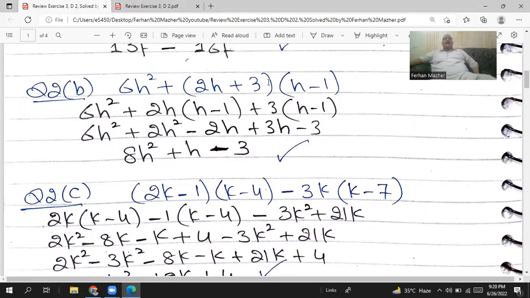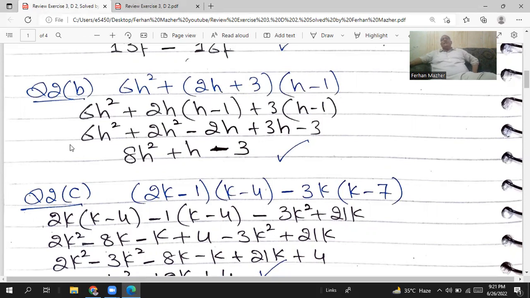Now these are the two brackets which are multiplying with each other. So 2h will multiply with h minus 1. Then the plus 3 will multiply with the h minus 1. So here you can see 6h square plus 2h bracket h minus 1 bracket close plus 3 bracket h minus 1 bracket close. So 6h square plus 2h square minus 2h plus 3h minus 3. So it has multiplied with both these members. This 3 has multiplied with both these members.